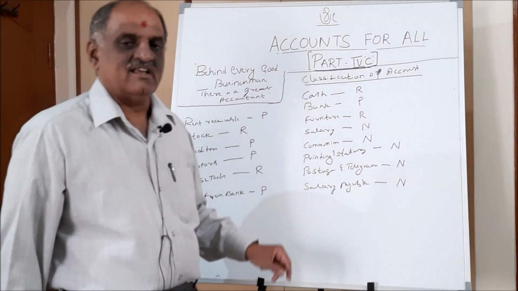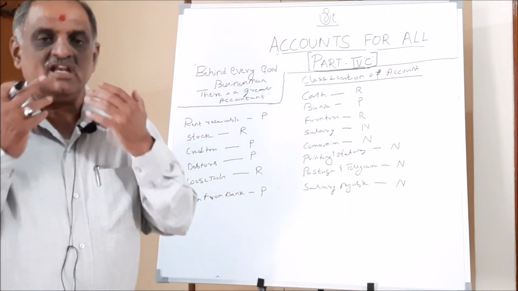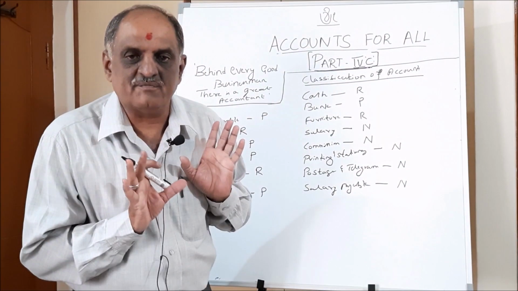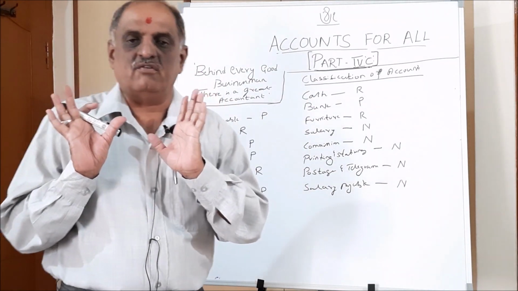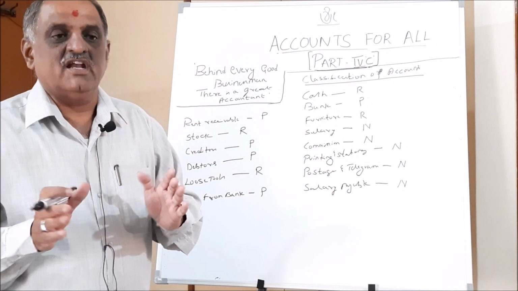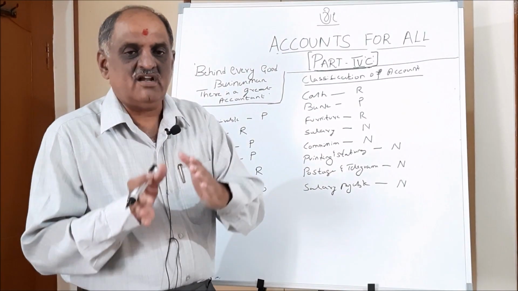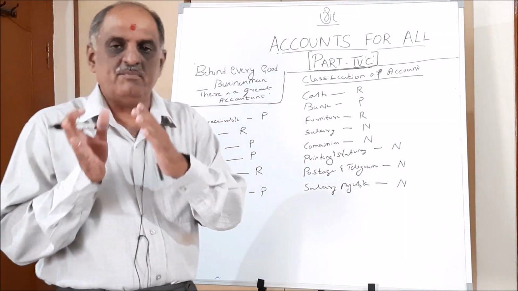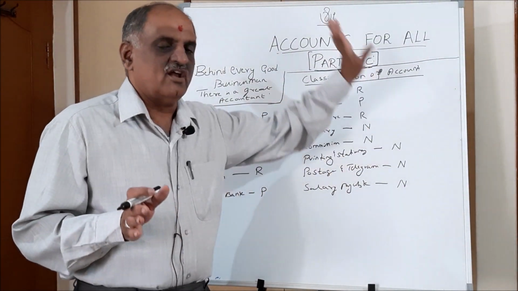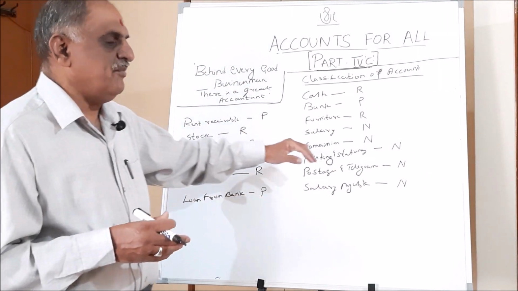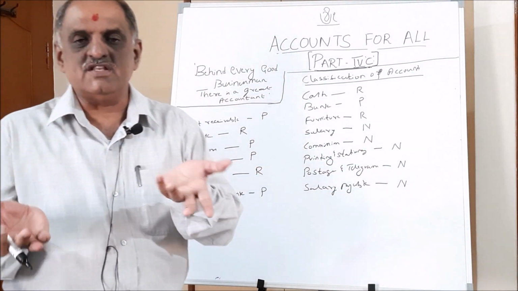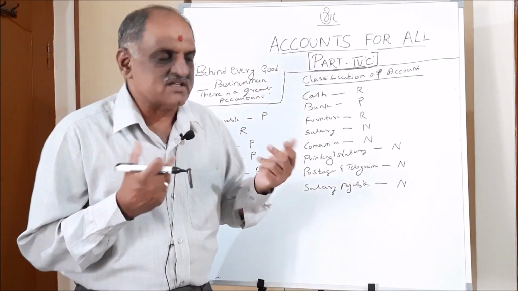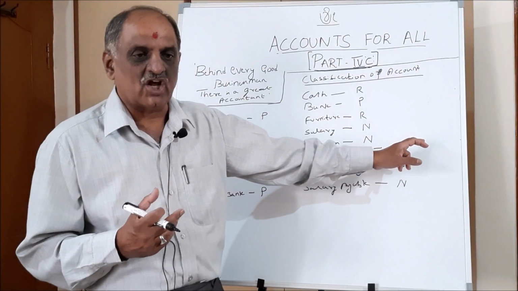Then salary. I have already told you, salary you can neither see nor touch. It is only our imagination. That means it is an expenditure, right? When it is an expenditure from the point of view of a business, it is called a nominal account. Then commission, either received or paid. Once again, it cannot be seen, so it is called a nominal account.